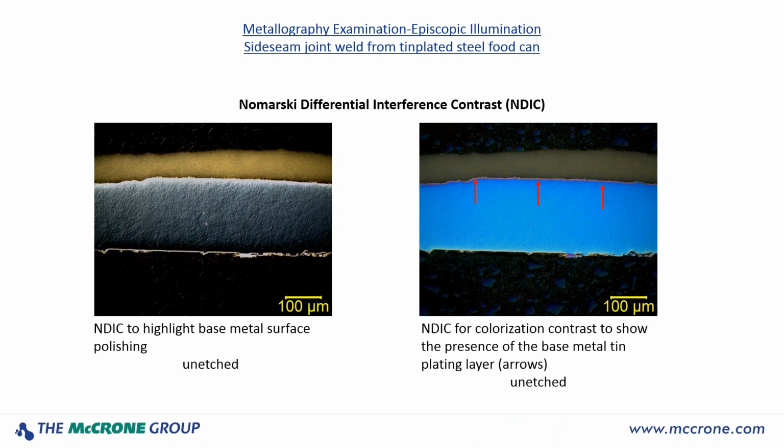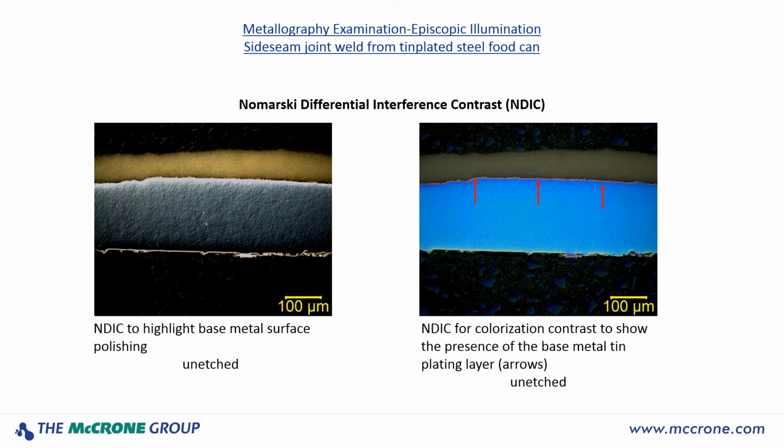So we can also use NDIC to colorize samples. The NDIC system has in the light path what are known as Wollaston crystals or Nomarski crystals. They're basically quartz wedges that are glued together, and we can move those wedges back and forth in the light path so that the light will go through different thicknesses of those two wedges to produce these different colorizations.